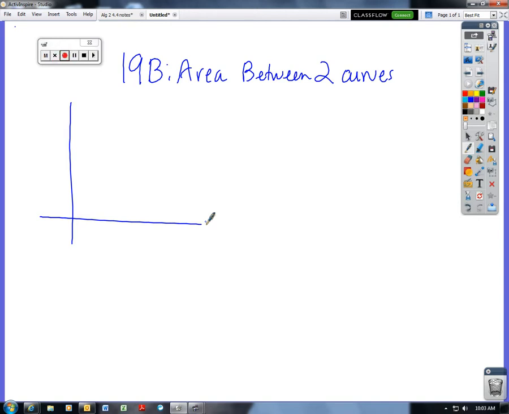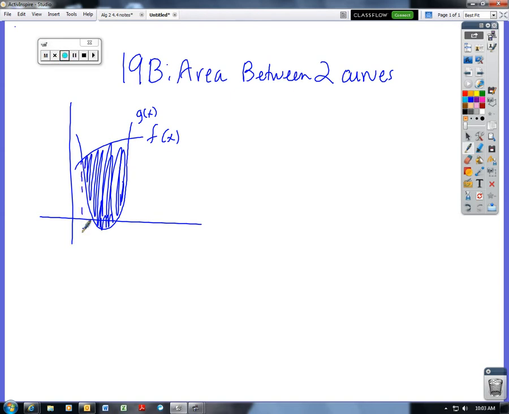And say you have f up here, and then we'll draw kind of like the book did. Here's g of x underneath. And you want to find the area between those two curves, which would be this region all the way down there. Okay. Well, first you would need to find the intersection of these. Call that a and b.